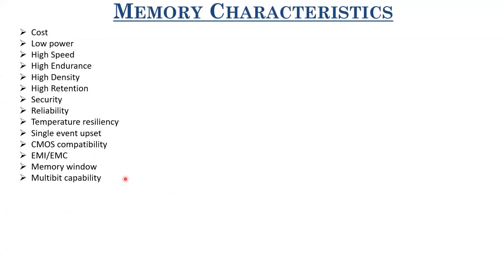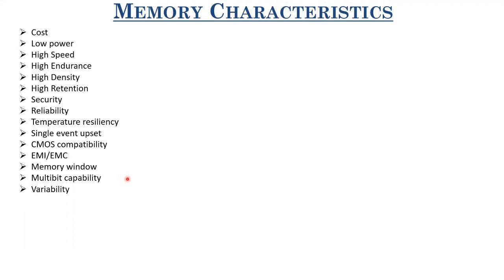It increases your density even further. Earlier, one cell could store 1 bit. Now one cell can store 4 bits. So effectively, in terms of memory capacity, you are gaining by a factor of 4. So multi-bit capability is also a very advantageous thing which these 2-terminal devices generally offer.